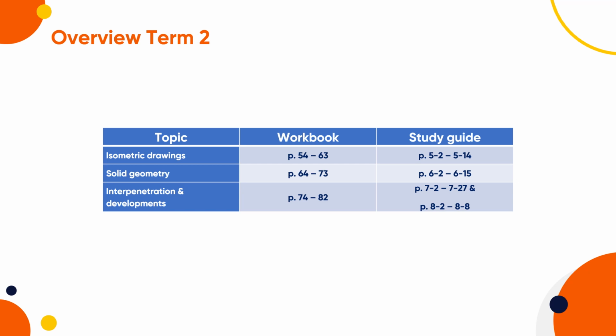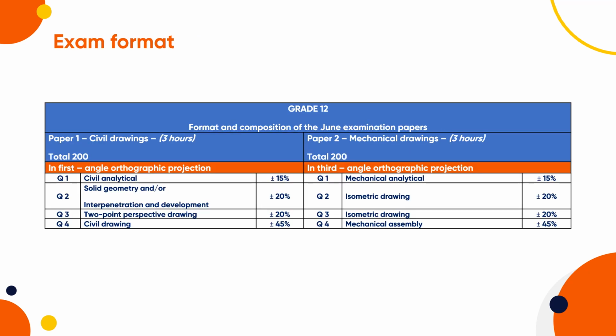Because of that, we know exactly what we need to prepare for exams. You'll see we have the exam format here, and this is specifically and only for the June examinations. We need to always remember there are always two papers: paper 1, your civil drawings, and paper 2, your mechanical drawings. When we refer to paper 1, all the questions from question 1 to 4 will always be regarding civil drawings, and paper 2 will always be mechanical drawings.